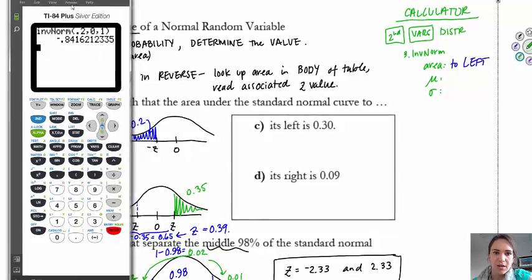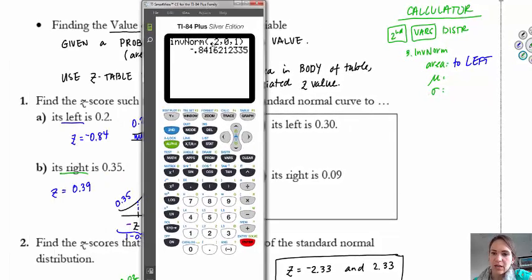See how many digits there are. So a slightly more exact answer, negative 0.841621, a little bit better than this. Now, if I would like to know the inverse norm, or the cutoff value where I have 0.35 to the right, the area would be 1 minus 0.35, or 0.65 like we did earlier. Mean 0, standard deviation 1 still for standard normal.